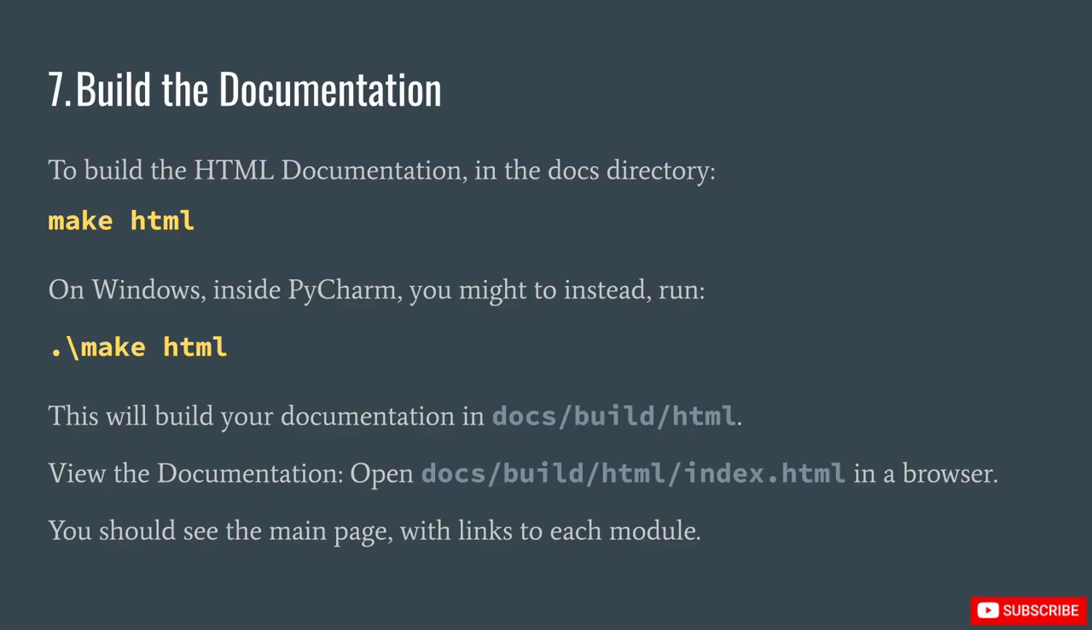In the docs directory, run the make command. On Windows, if you're using PyCharm, you might need to use the second version, which is slightly different. Either way, this command compiles your documentation and places the HTML files in the build HTML folder. To view the documentation, open the index.html file in a browser. You should now see the main page with links to each module in your project.